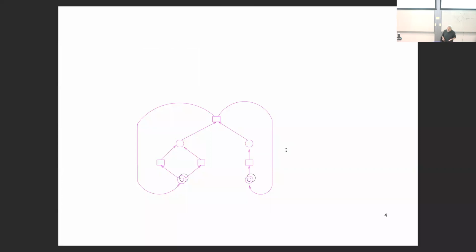So let's think about the occurrences that can occur as this net goes through its behavior. Initially, we just have these two conditions holding. So we have these corresponding occurrences. But then what might happen is we might have this event occurring, or one of these two events occurring.